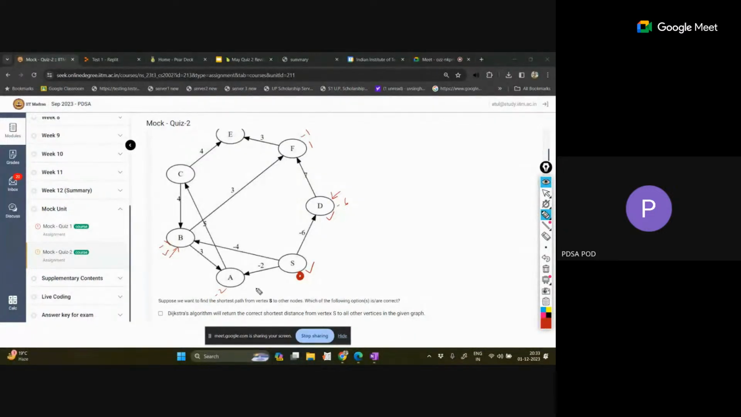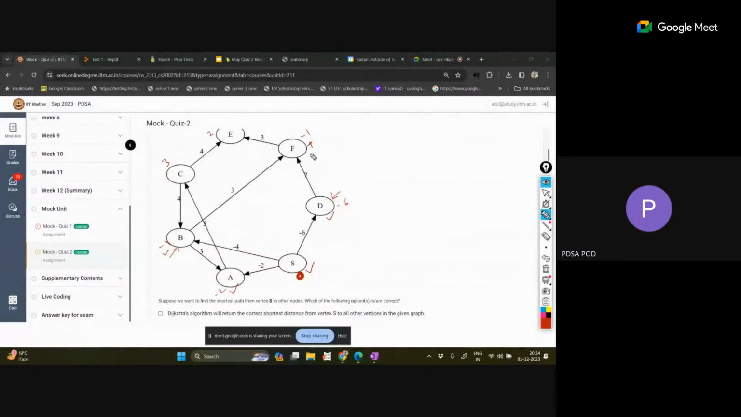We will select the next smallest one, which is A. From A, -2 is there, and there is one adjacent going to C. So -2 plus 5, this will become 3. Now this is also visited. Next we select the next smallest one, which is -1, F. So -1 plus 3, this will become 2.